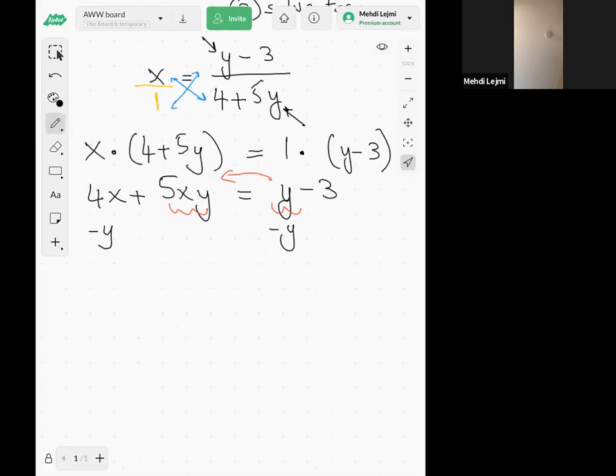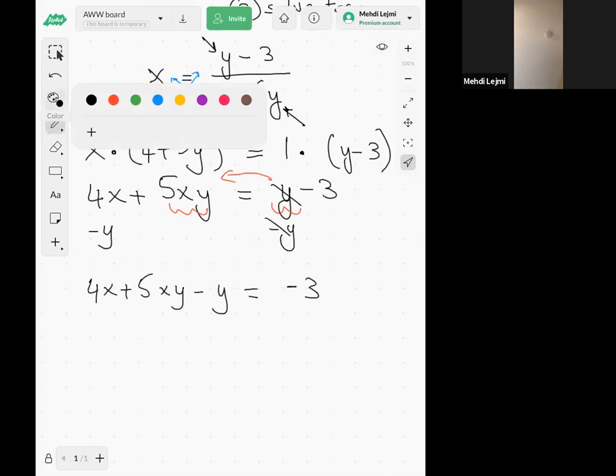So that would be 4x plus 5xy minus y. Then this is y minus y, cancel out, so this is negative 3. Okay, now I have all the y's on the same side. And then I have this 4x. There is no y here in 4x, right? So I'm gonna move it to the other side.